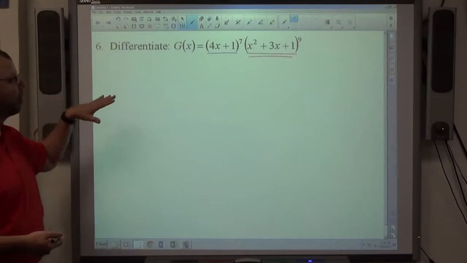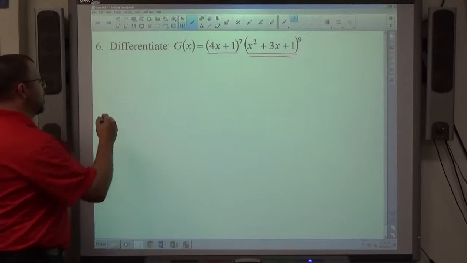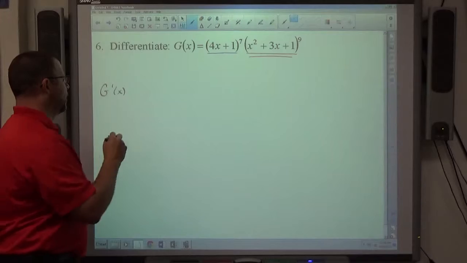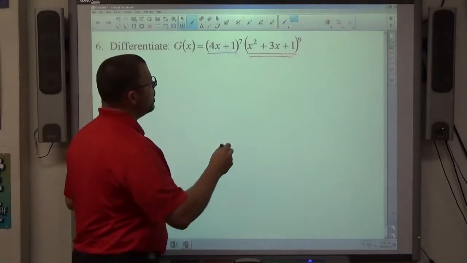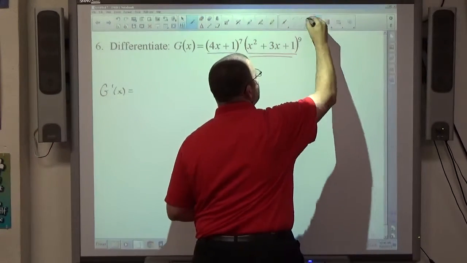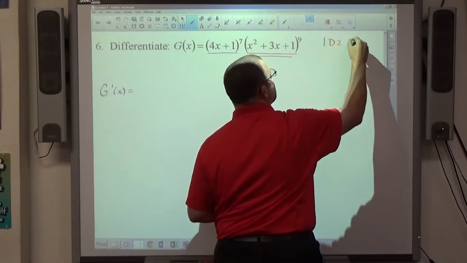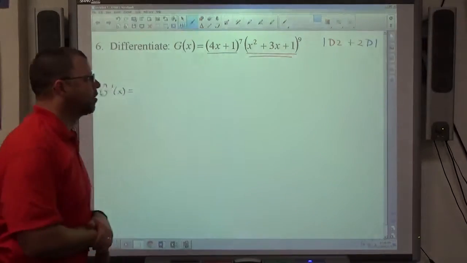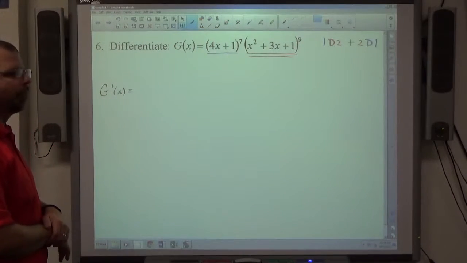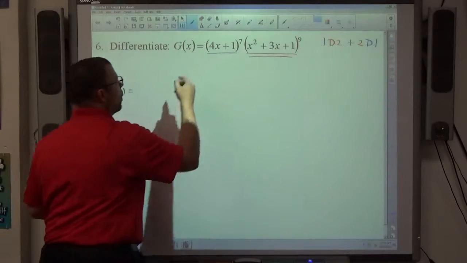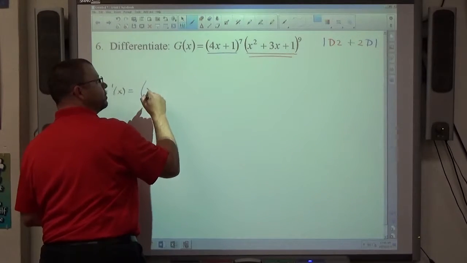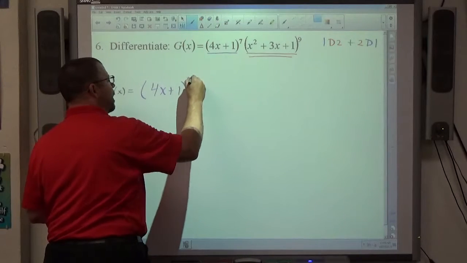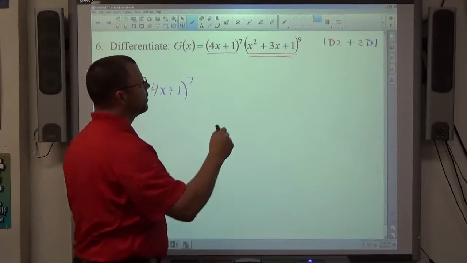So once again, I'm doing calculus immediately. g of x changed to g prime of x. I'm allowing myself a lot of room because this is going to take up a lot of space. If I do the product rule, that's 1 d2 plus 2 d1. It's always the product rule. Product of functions of x, that's how you have to differentiate it. So if I do 1, that means write down function 1 as it is. So 4x plus 1 to the 7th power. So function 1 stays exactly as it is.